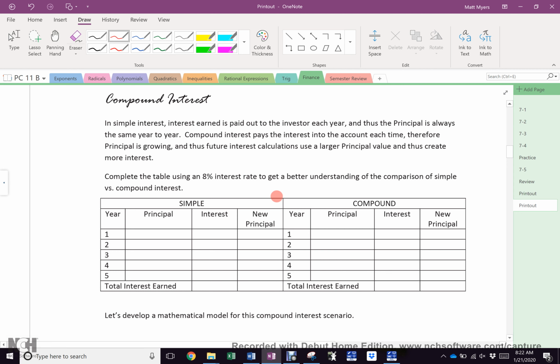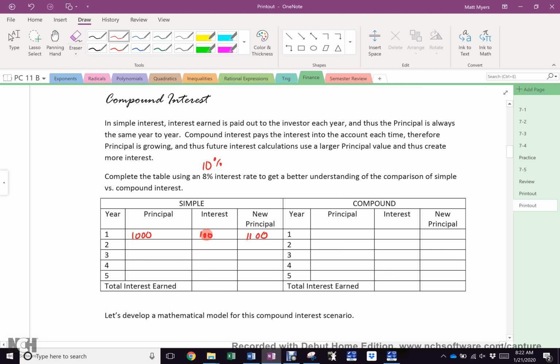So let's do that right now. So we're going to use 8% interest rate. You know what? Screw it. We're going to use a 10% so we can do it in our heads. All right? We're going to start with $1,000. What is 10% of $1,000? $100. How much money do I have at the end of the year? $1,100. Everybody agree?